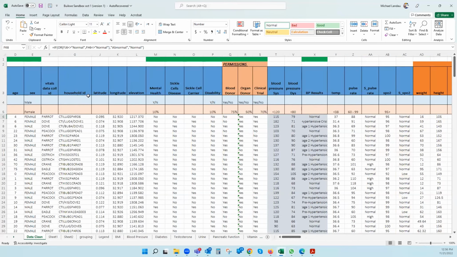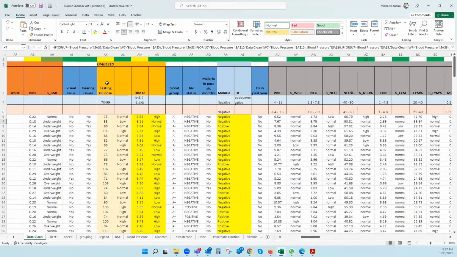This is an Excel spreadsheet. Normally it would be in a core database, but in order to visualize it, you can see the age of the person, male, female, and the location where they live. Do they have mental health problems, are they a sickle cell carrier, yes or no? Do they have a disability? If they agree to be blood donors, what's their blood pressure? And now we run algorithms to determine, is it normal or is it a hypertensive crisis? And then we go through all the different elements of the person: diabetes, HbA1c, are they high or low?